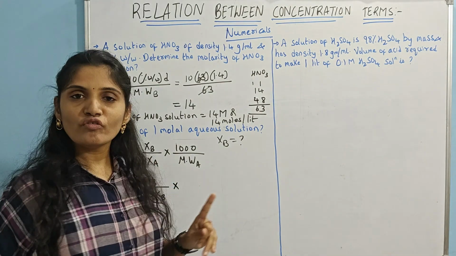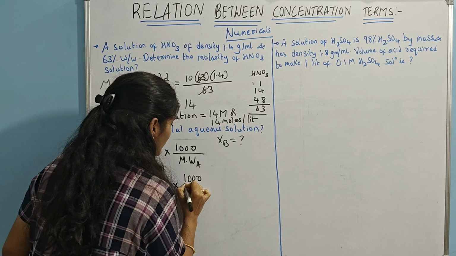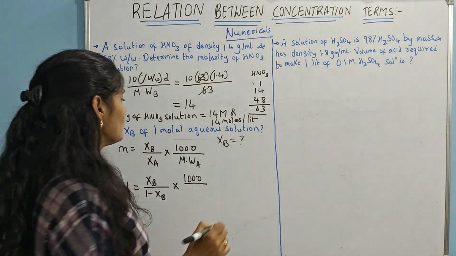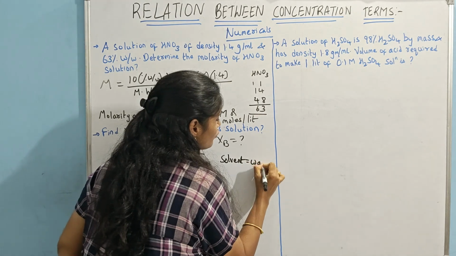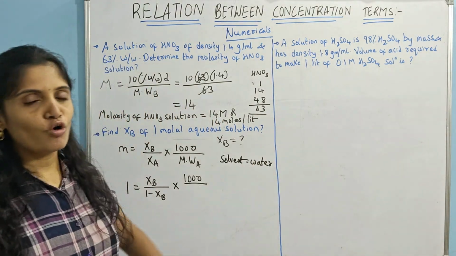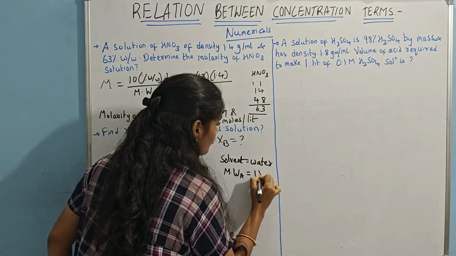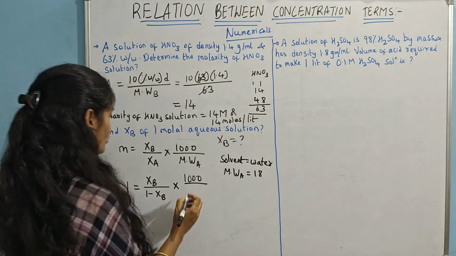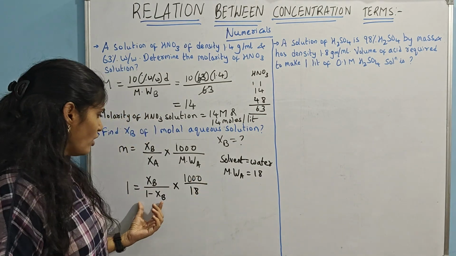So XA is equal to 1 minus XB. That is the logic I'm using here. Into 1000 divided by... if it is an aqueous solution, what is the solvent here? When we talk about an aqueous solution, the solvent should be water. So what is the molecular weight of water? You know, the molecular weight of water is 18. So 1000 divided by 18. This is how I got it.